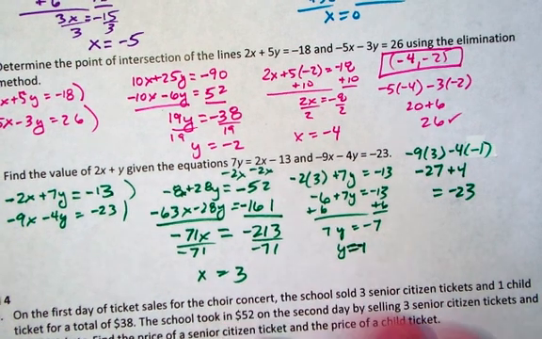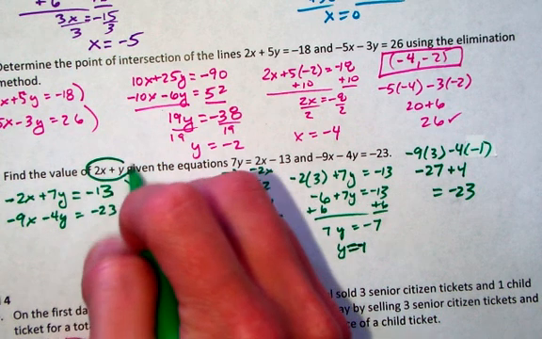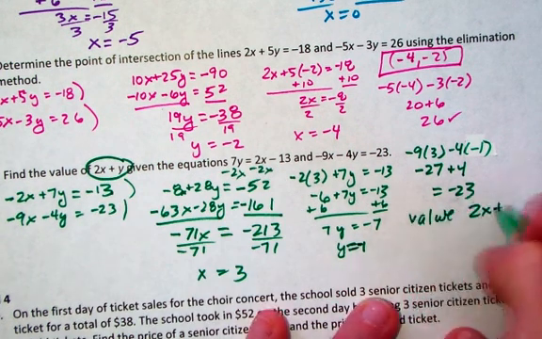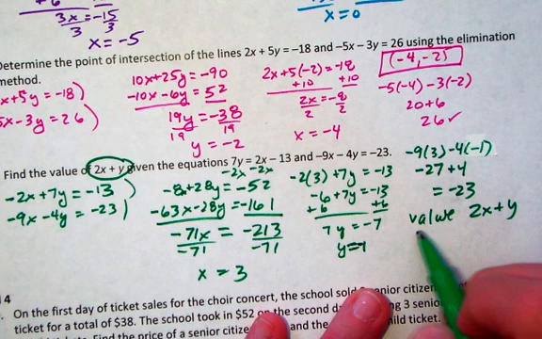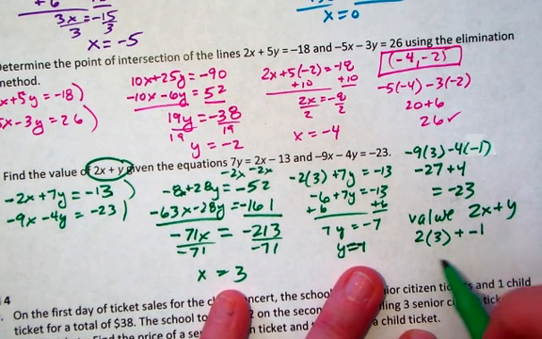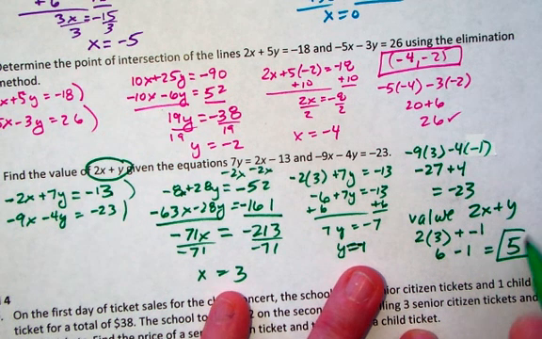So now I want to find this value, 2x plus y. So the value 2x plus y is going to be 2 times 3 plus negative 1. So 6 minus 1. And the answer then is 5.